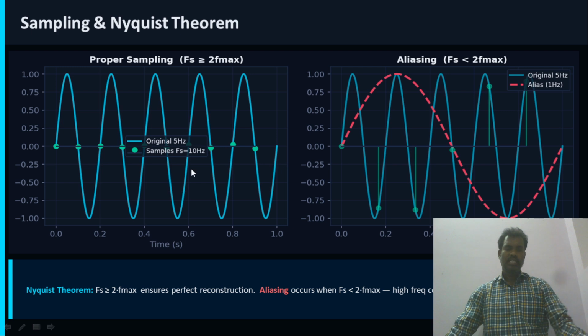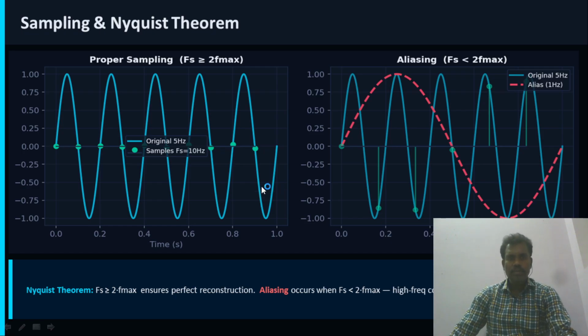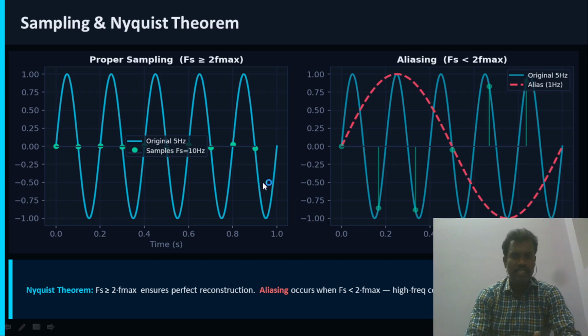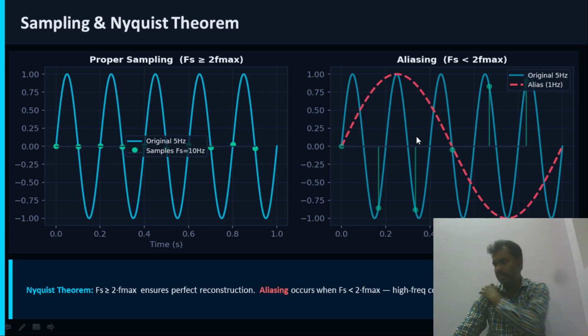The sampling theorem states that if the sampling frequency is greater than or equal to the maximum frequency of the signal, then only it is possible to reconstruct the signal. Or we can say in this manner, a band limited signal can be effectively reconstructed from its samples if the sampling frequency is greater than or equal to 2f max, the maximum frequency of the signal.